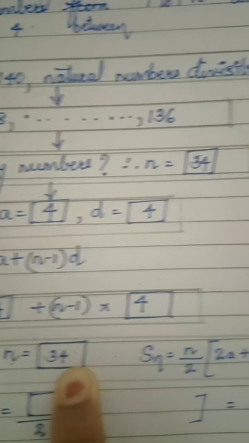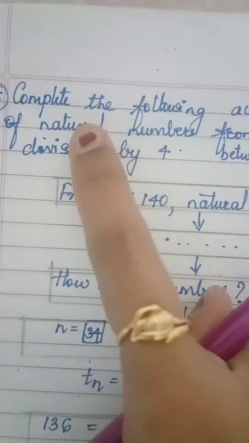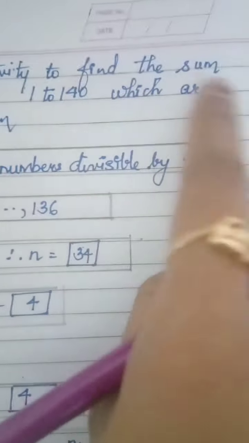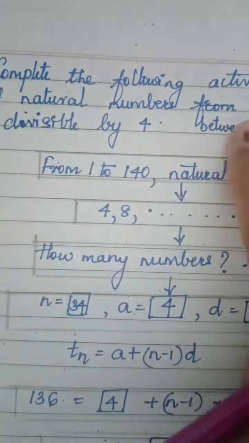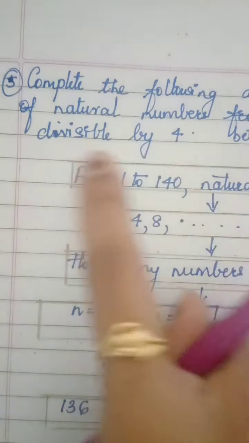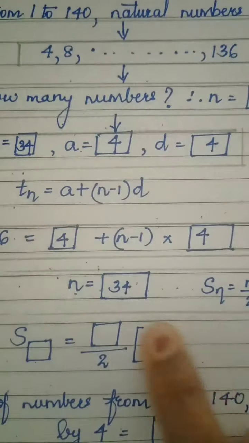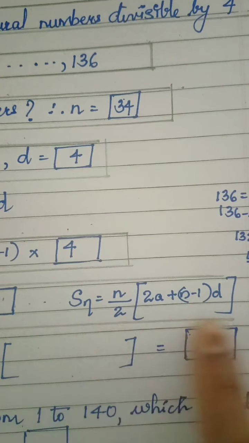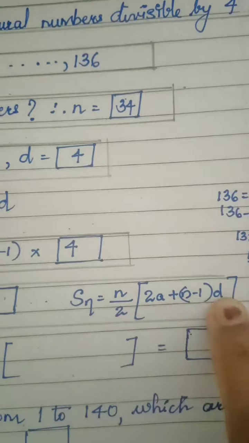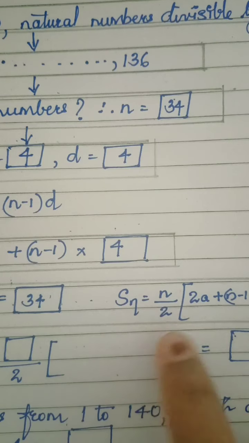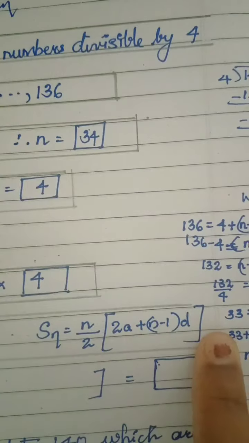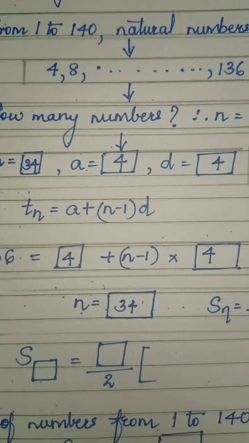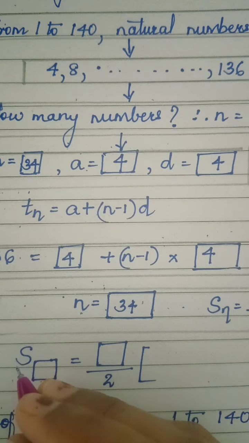Now they are asking us to find out the sum of the terms. See, complete the following activity to find the sum of natural numbers between 1 to 140 which are divisible by 4. So Sn formula they have given us, but don't expect it always. You should know the formula. Put the values here and get the answer. We know n, we know A, we know D. Put the values.